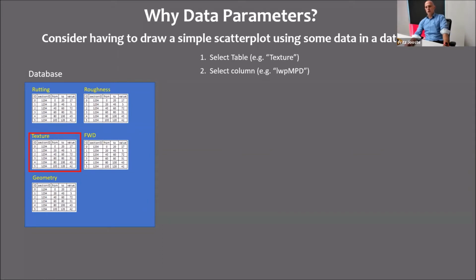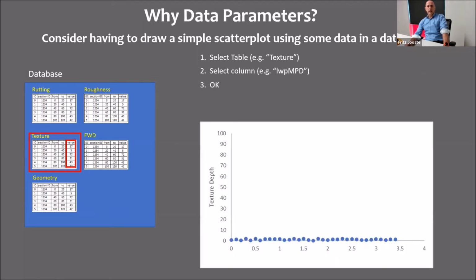Now they have to go into a second drop-down and select a column. So that drop-down is going to show all of the columns in this table that they can plot. And maybe you've got 50 columns in a table. So that's a fairly long drop-down, and you're going to have to go down and find the column that you want to plot. Then you're going to click on OK, and you are going to draw your graph.